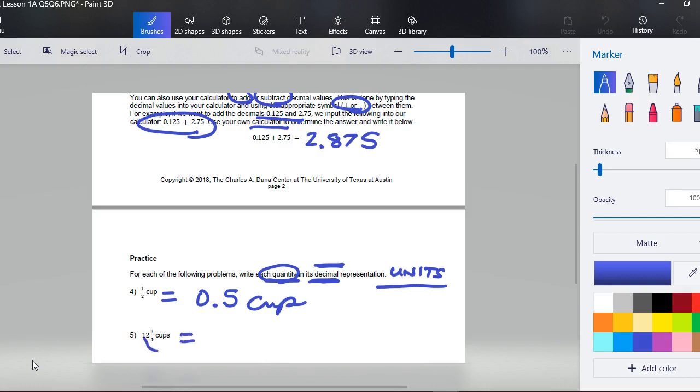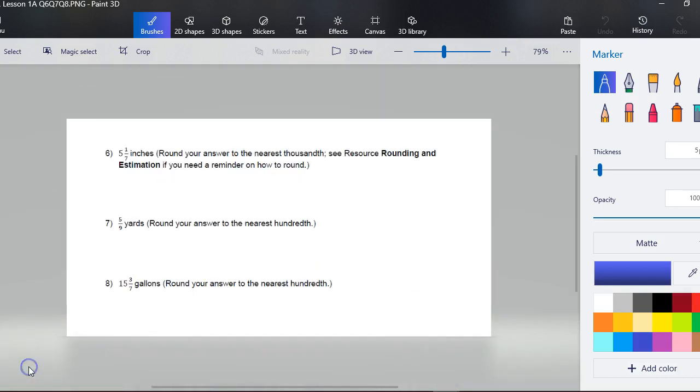In this case, we have the scenario of a whole number with a fraction. They've asked us to do the fraction first, and then to take the whole number and add it to the fraction, and we get 12 and 75 hundredths cups. Now it's time to pause the video again. You go work on questions 6, 7, and 8, and then come back and we'll walk through those together.